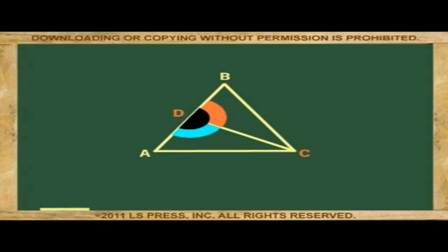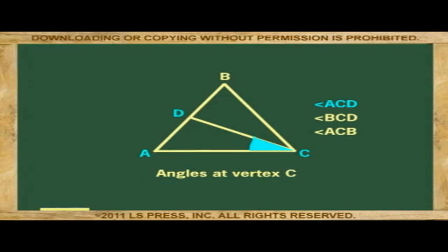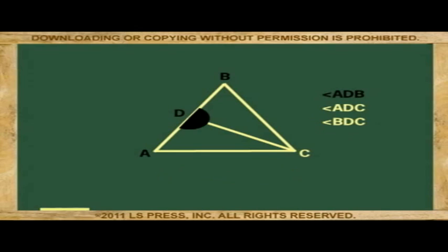Can you name the three angles at vertex C and D? Let's do it. At vertex C we have ACD, BCD, and ACB. At vertex D we have a straight angle ADB, angle ADC, and angle BDC.